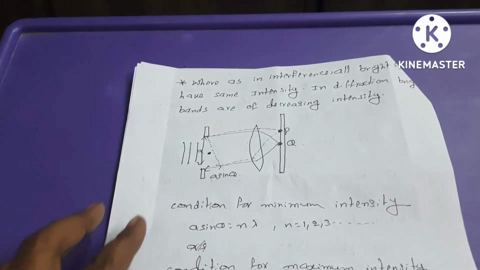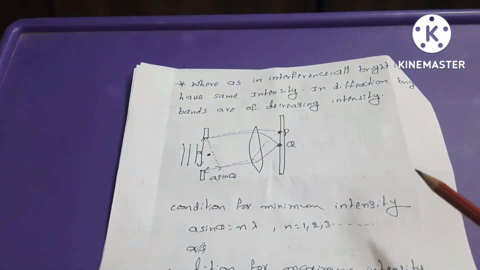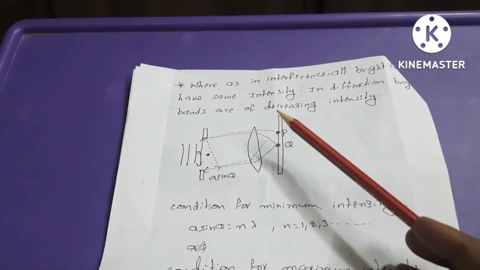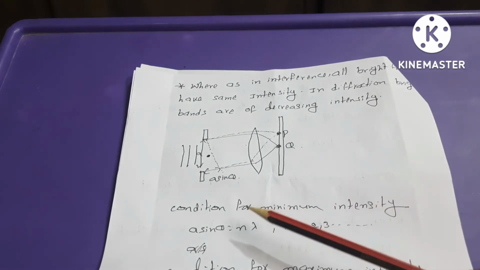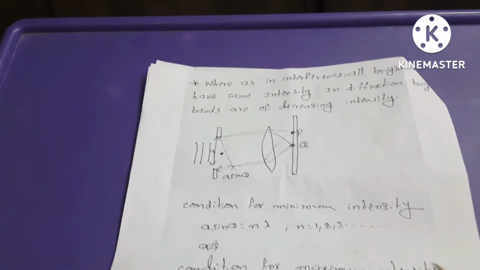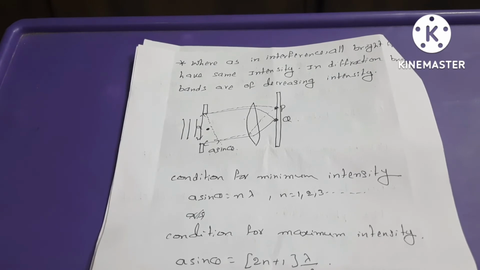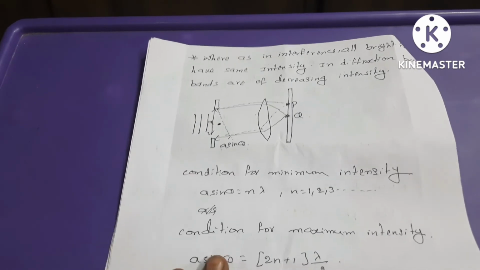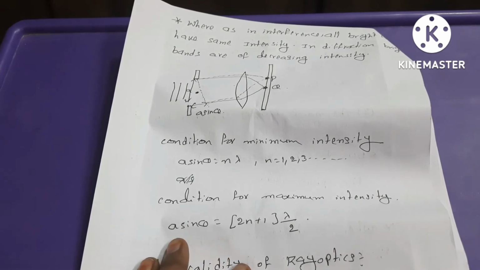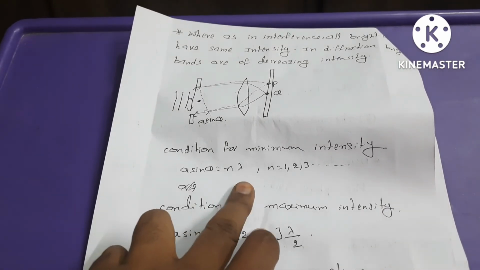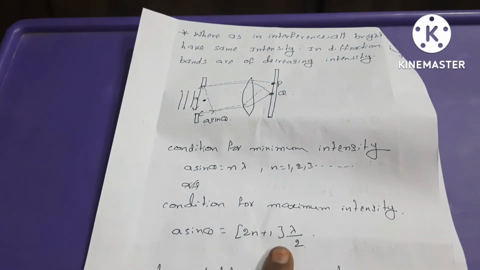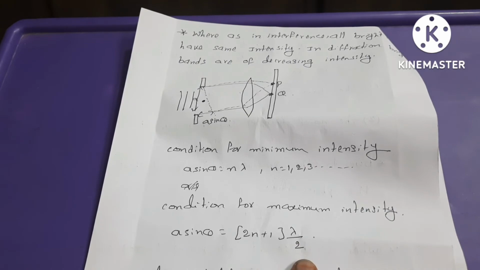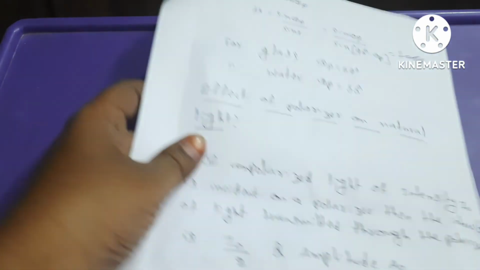In interference, all bright bands have the same intensity, but it is different in the case of diffraction. Then the condition for minimum intensity and the condition for maximum intensity. In diffraction, these are the expressions you should write: a sin theta equals n lambda is the condition for minimum intensity, and a sin theta equals (2n plus 1) lambda by 2 is the condition for maximum intensity.